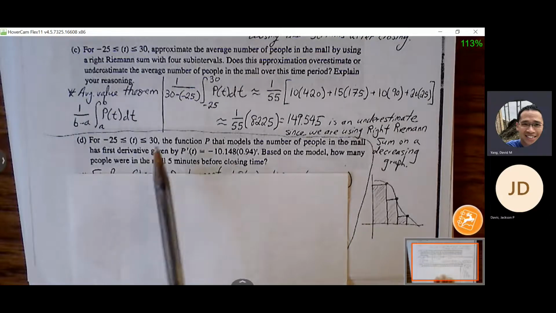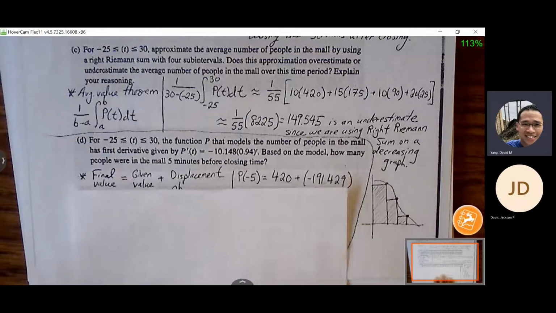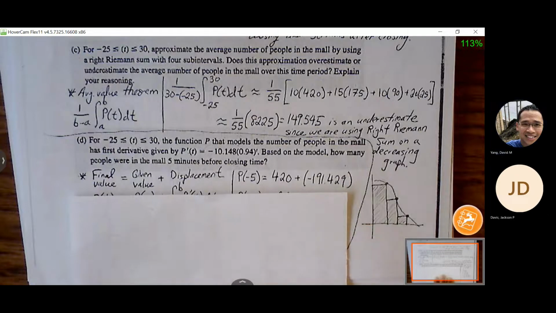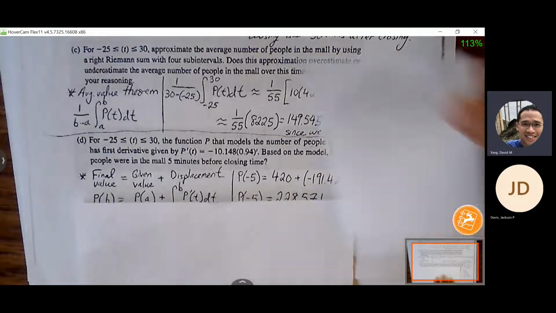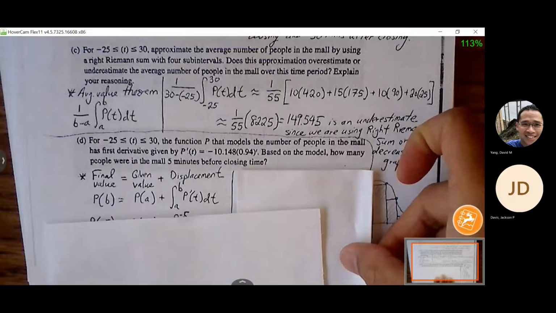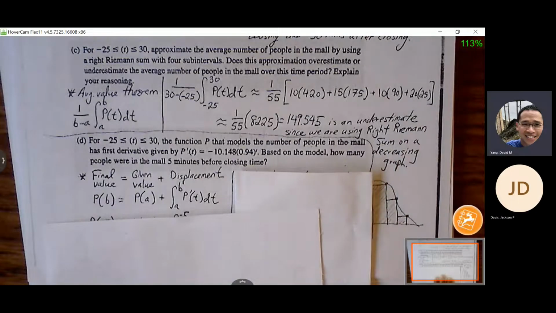Okay, between -25 and 30, the function P models the number of people in the mall. P prime is the rate at which people are leaving the mall, based on the model. How many people were in the mall 5 minutes before closing? So we like to use this formula here. Anytime I'm looking for a final value, I have a starting value plus displacement, right?